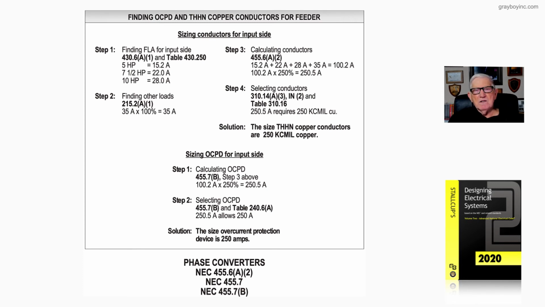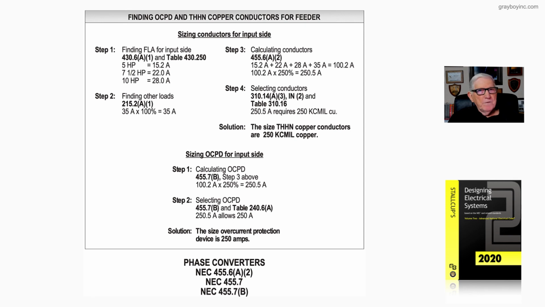Now, the sizing for the overcurrent device on that input side, 455.7(B) that we listed in the NEC help there, we would have 102 amps that we calculated at 250%. We come up with 250.5 amp in step 3 above. Applying 455.7(B) along with our Table 240.6(A) to select the protective device, since it was just 250.5, we rounded down to 250.